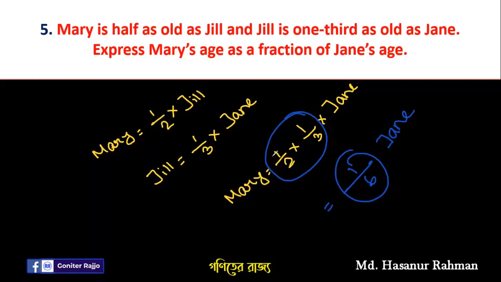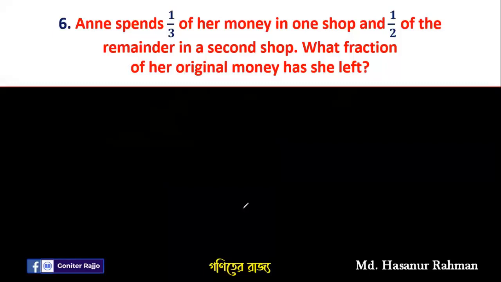Now number 6. Number 6 says Anne spent 1/3 of her money in one shop and 1 by 2 of the remainder in a second shop. What fraction of her original money has she left? So at first we have to say that total money will be 1. Okay, when we see this type of thing, then we say total money or total part will be 1. 1 is the whole part.